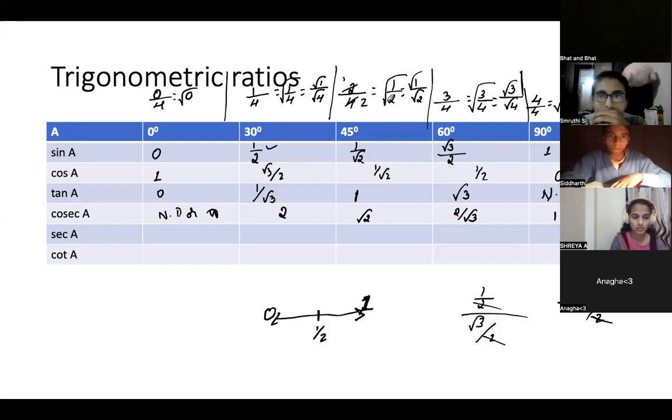Okay. Now, can you tell me what is secant A? That is secant 0 degree. 1. Okay. Secant 0 is 1. Secant 30, 2 by root 3. Correct. Secant 45, root 2. Correct. And secant 60, 2. Secant 90, not defined. Yes. Not defined. Okay.